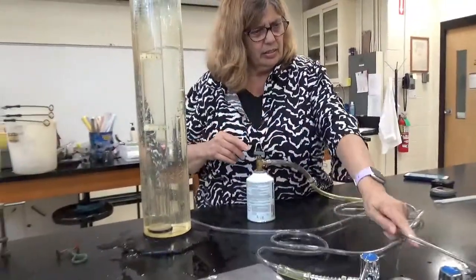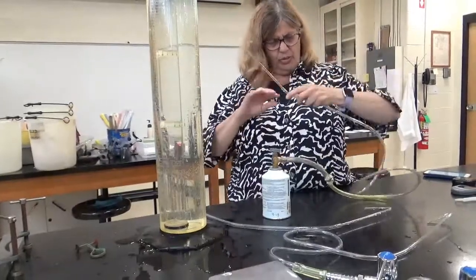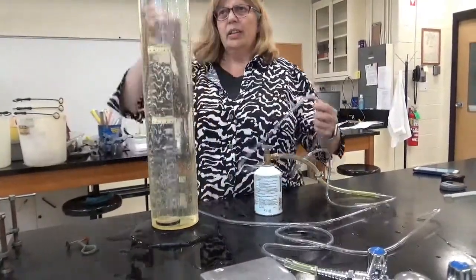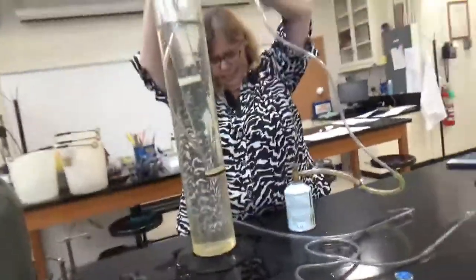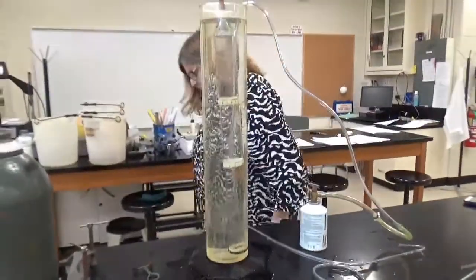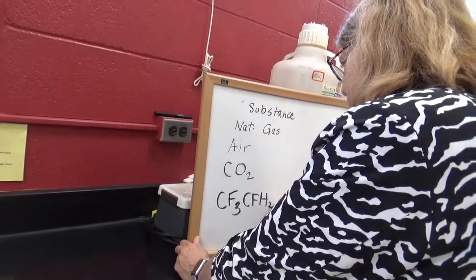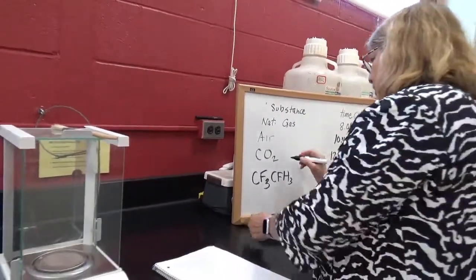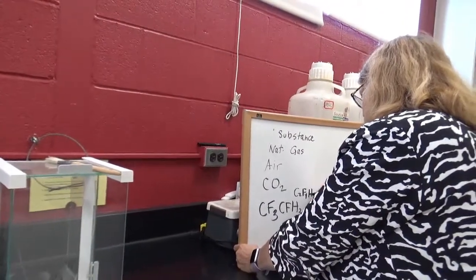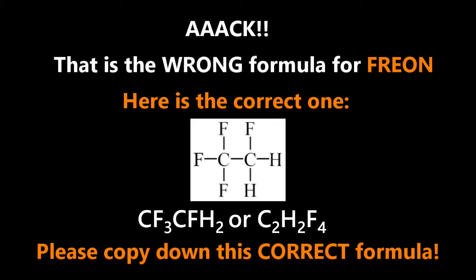What's our next gas? Is this the last one of the knowns? Yes. We have 4 knowns, and this is what we call a freon. There are many different freons, but this one, I'm going to give you the formula. 4 fluorines. C2F4H3. Oh no! That's the wrong formula for freon. Here's the correct one. The simplified formula is C2H2F4. Be sure that that's the formula you have on your data sheet.